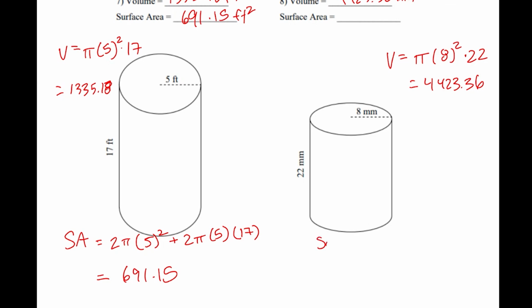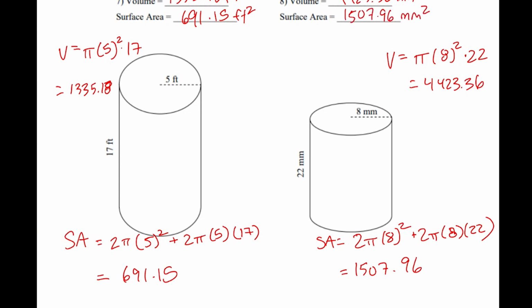For the surface area, 2 pi times the radius squared plus 2 pi times the radius times the height. And I'm going to be real busy with the calculator on these problems, in particular the cylinder ones. So here we go. 2 pi times 8 squared plus 2 pi times 8 times 22 is 1,507.96. And that will be square millimeters.